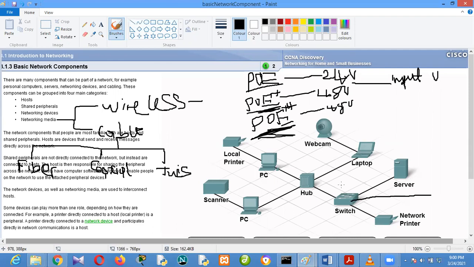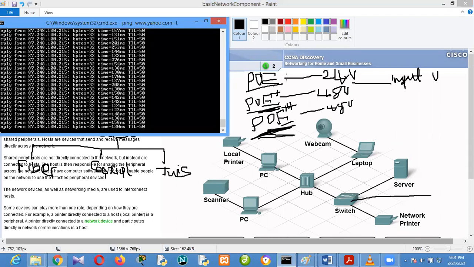Sorry, hello, hello. Power what? The Power over Ethernet. So for PoE, any gadget. Hello, hello. Yeah, I think you lost connection or something. I'm sorry. A call came in.